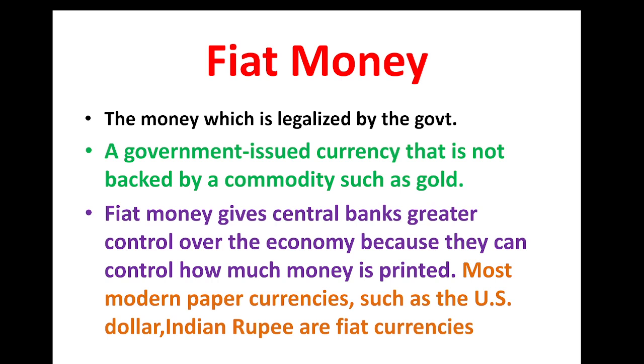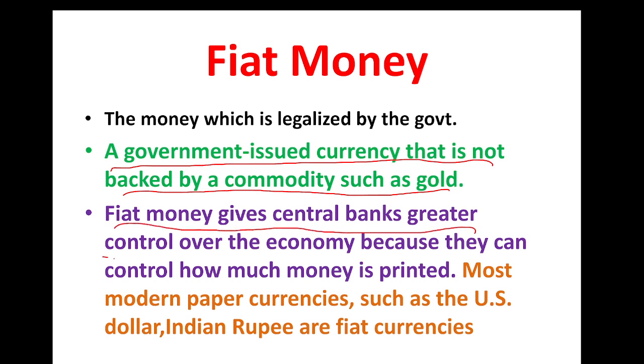Now fiat money. The money which is legalized by the government, a government issued currency that is not backed by a commodity, such as gold, is called fiat money. Fiat money gives central banks greater control over the economy because they can control how much money is printed. So most modern currencies such as US dollar, Indian rupees are called fiat money.